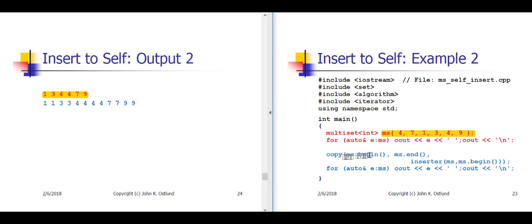If I copy from the multiset using an inserter back into the same multiset, this works fine because adding new elements to the multiset does not move around any of the existing elements that were in the multiset, and consequently I just end up with a revised multiset that has all of the elements twice as many times. So I have 2 1s, 2 3s, 4 4s, 2 7s, and 2 9s.